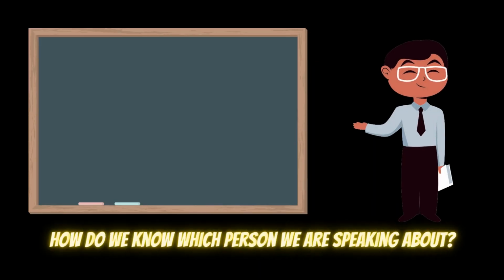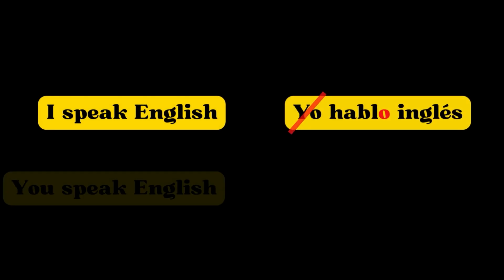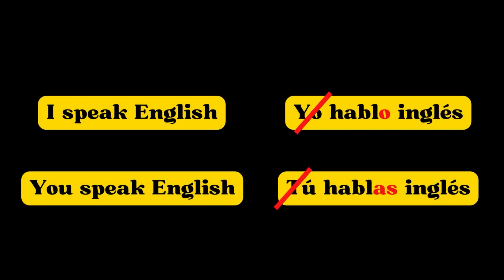How do we know which person we are speaking about? In Spanish, they have different endings or conjugation depending on the personal pronoun. So when you listen to the verb, you will know about who the person is speaking about. But we will learn everything about these endings or conjugation in the next lesson.